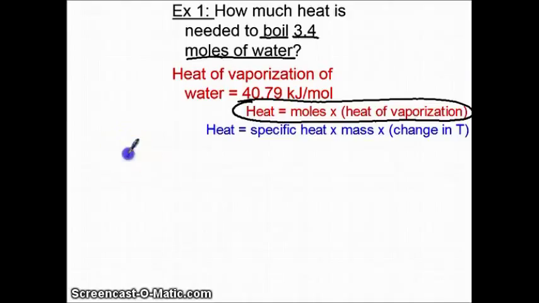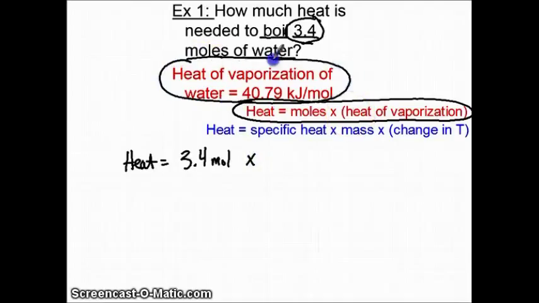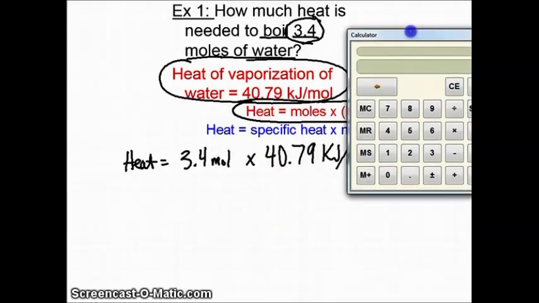So let's write out heat is equal to the moles we have right here, 3.4 moles, times the heat of vaporization, and they give that to us here. That should always be given to us unless we're trying to figure it out. And that's going to be 40.79 kilojoules per mole. And then at this point it's just multiplying. So pretty easy. Let me get my calculator out.